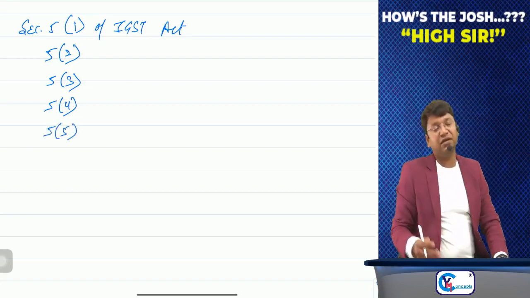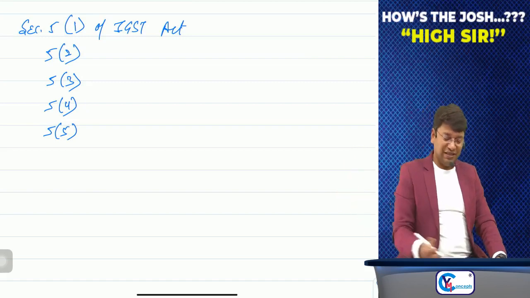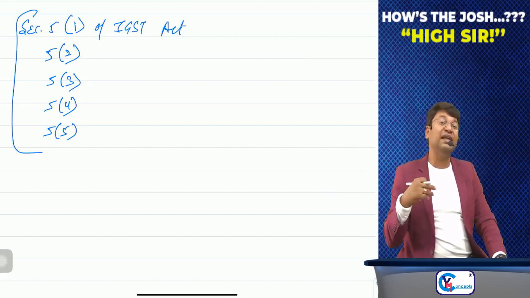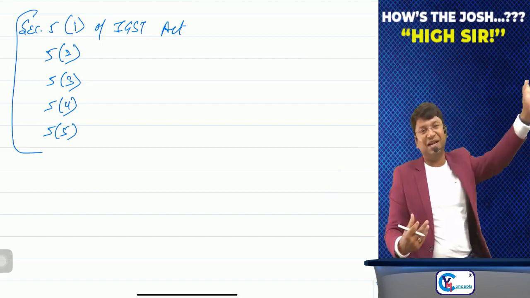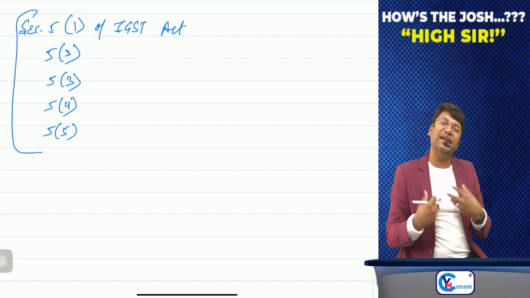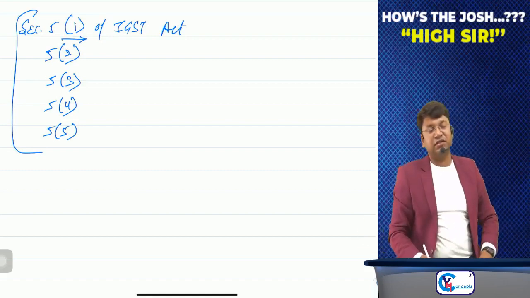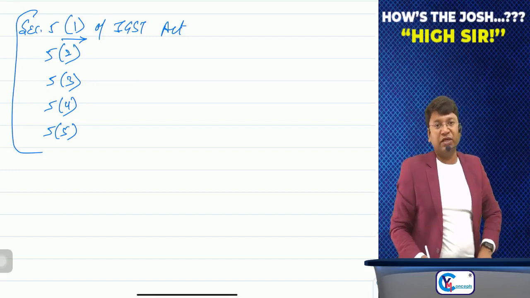And section number 5.5 is regarding Ola, Uber. See here, these subsections 1, 2, 3, 4, 5 are regarding interstate supply. And section number 9 of the CGST Act was regarding intrastate supply, otherwise absolutely the same. One more proviso is here, in section number 5, subsection 1.